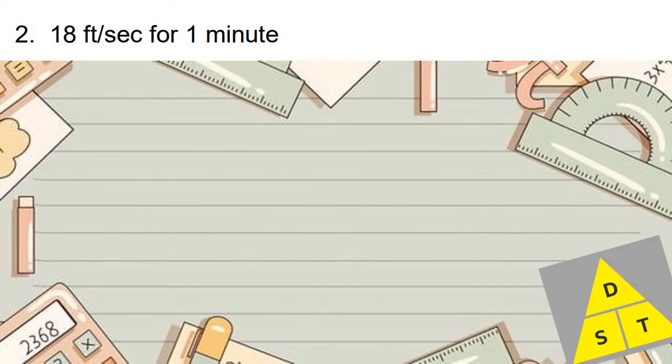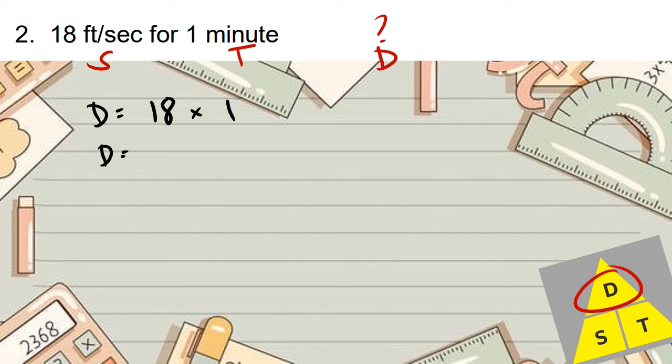18 feet per second for 1 minute. So we can see that this is the speed and this is the time. So again, missing is distance. And just multiply S and T. 18 times 1 for distance. And that's very easy. 18 times 1 is 18. What is the unit? We use feet for the distance. So we will use feet as well.